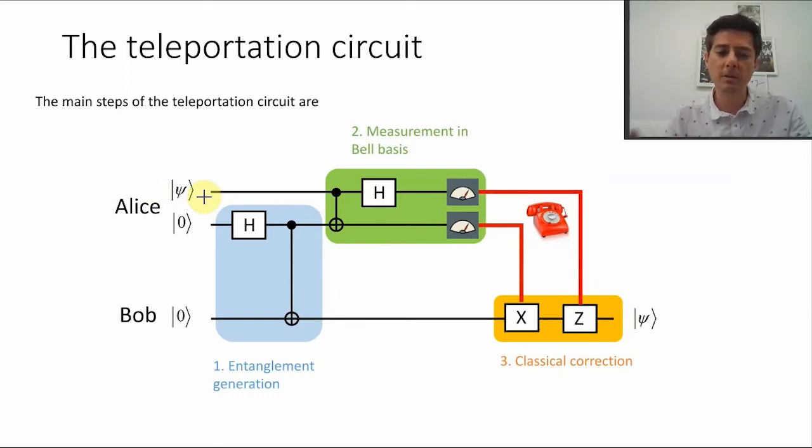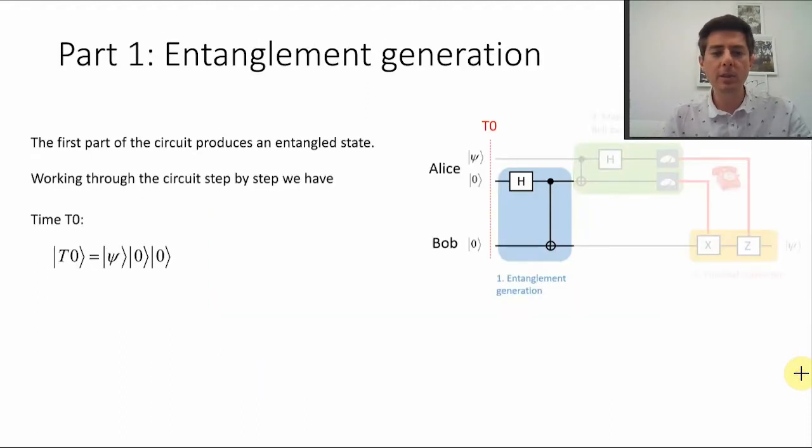Alice and Bob do not need to know what the state even is. All they need to do is follow this deterministic sequence of gates. They just do the same gates with the same rules, and they will achieve this teleportation. Okay, so let's go through each part.